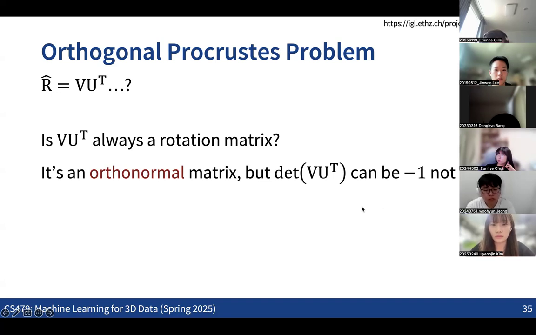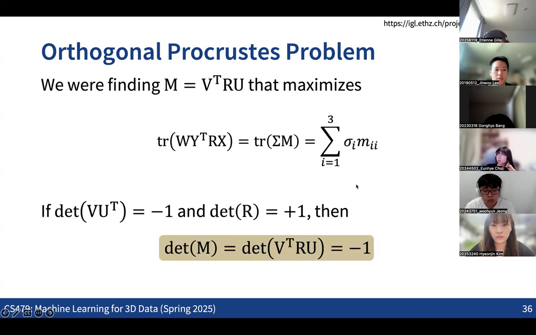As one thing we can do to handle this kind of case, if I just go quickly through this part, is that we are finding this matrix M which maximizes this, right?